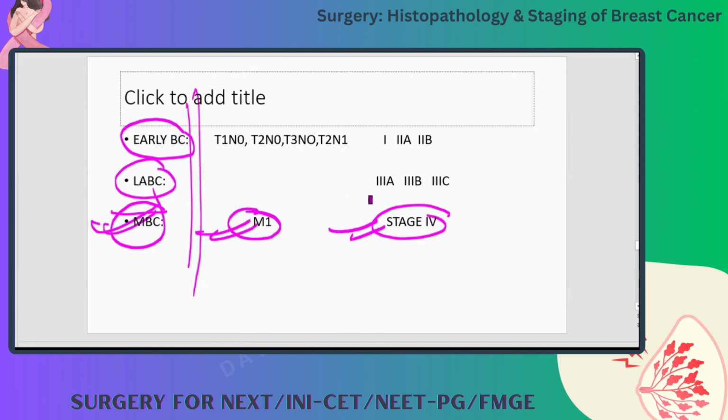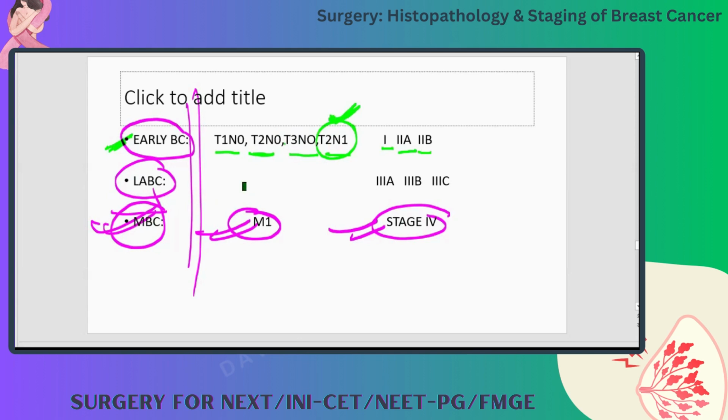Everybody is there, I can see 33. Following? Yes, sir. So what is early breast cancer? It is stage 1, 2A, 2B. That is T1N0, T2N0, T3N0, and T2N1, that is with a single mobile axillary lymph node and up to 5 centimeters.